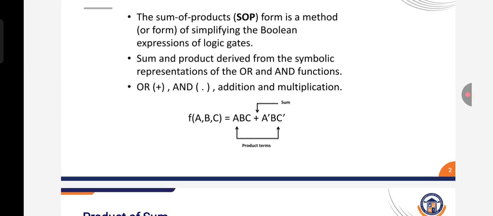So in this expression, the first product term contains a, b, c in the uncomplemented form. The second product term contains a' and c' in complemented form.